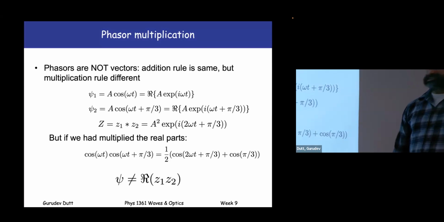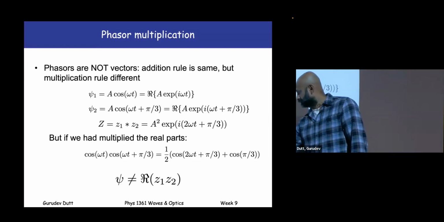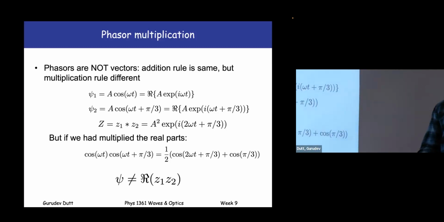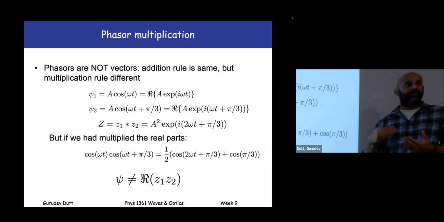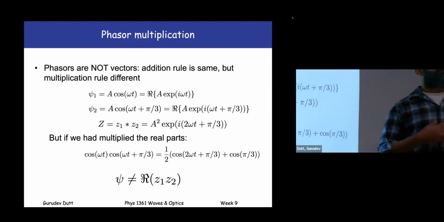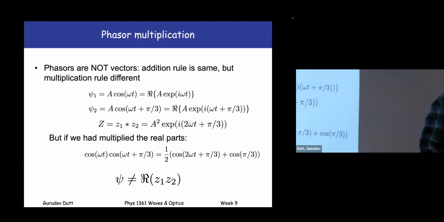So we cannot just say that psi is equal to the real part of Z1 times Z2. We can't just multiply the phasors and take the real part. That will not give you the right answer. So we have to be careful when we're doing multiplication of two waves. When we want to calculate the product of two waves, we first take the real part of the phasor and the real part of the other phasor, and then multiply them together. And at that point, you just have to use standard trigonometric identities or other manipulations to get the answer in that case for multiplication.